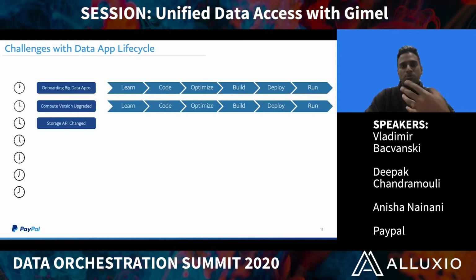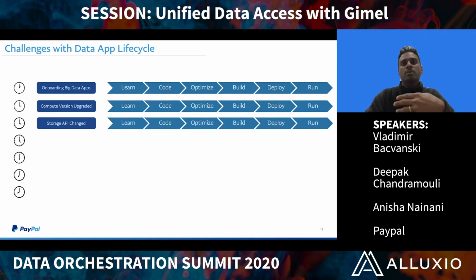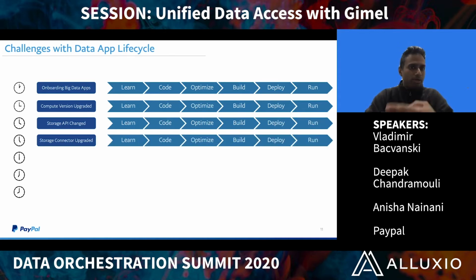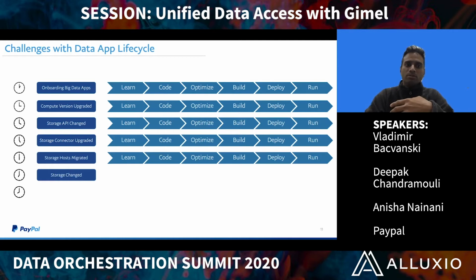Once again, if the storage API changes, let's say for some reason there is an upgrade in the APIs, then we are working with a new API that requires going through this entire life cycle. On similar lines, there could be multiple parameters that could change. It could be a storage connector upgrade, a host has been migrated and you need to redeploy some of the configs, or the storage itself changed.